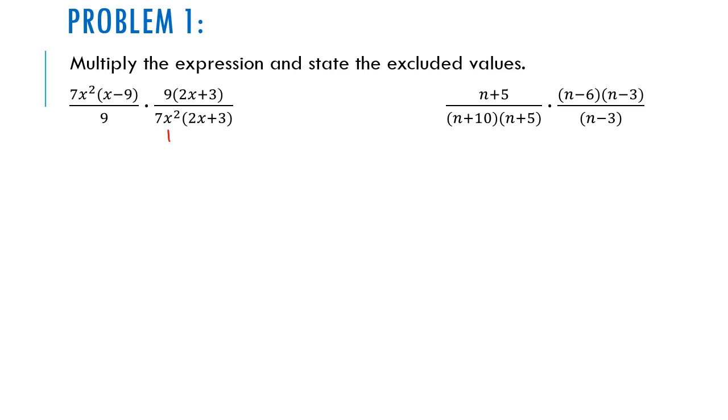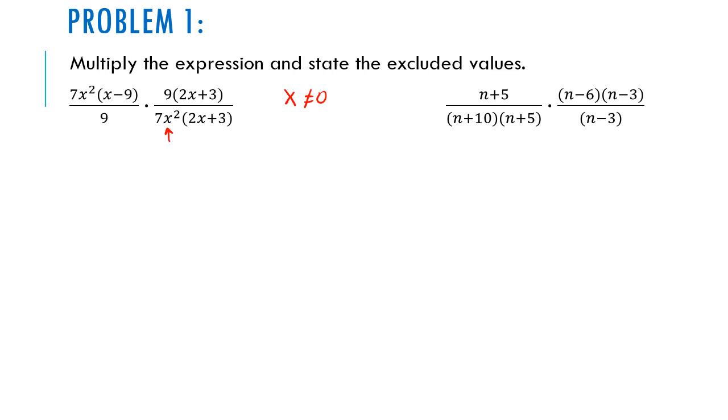But in the second one, we have this x squared. So we ask the question, what number could we square that would equal 0? You may guess that it is definitely 0. So 0 squared is 0, hence one of the numbers that can't work. Then we have 2x plus 3.